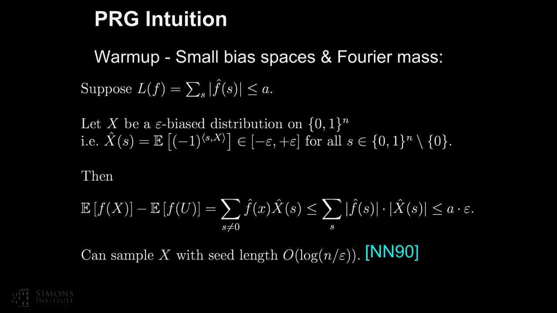Well, now all we do is we look at the expectation of this function under x, compare it to uniform, and this has a very nice expression in terms of the Fourier coefficients. And then you just apply the triangle inequality, and you see that this is going to be the Fourier mass times the bias of your distribution. This is nice because we know how to sample such a distribution with very low seed length. All right, so that's the use of small bias spaces to handle functions with small Fourier mass.